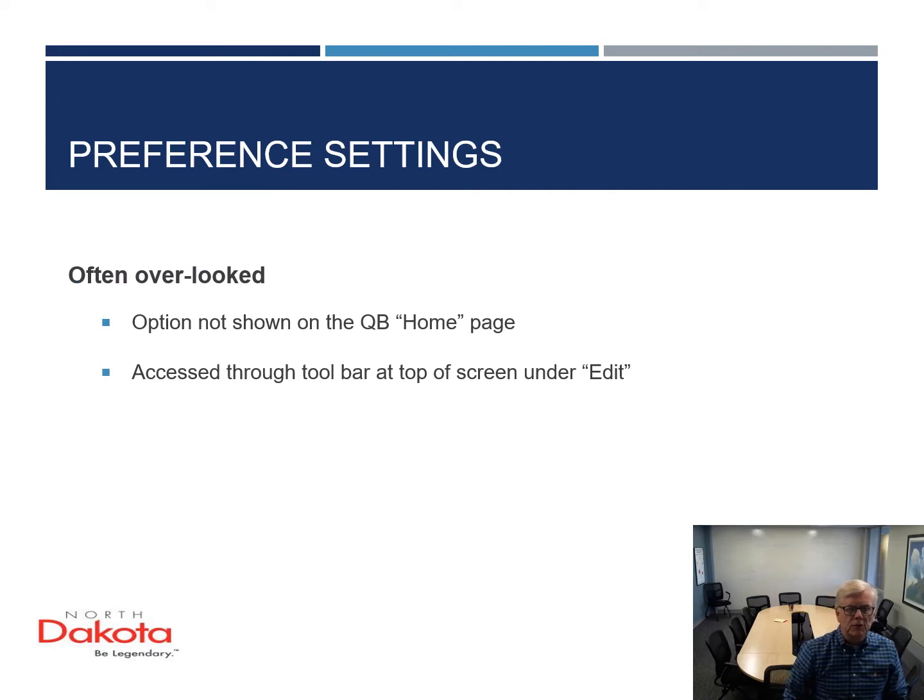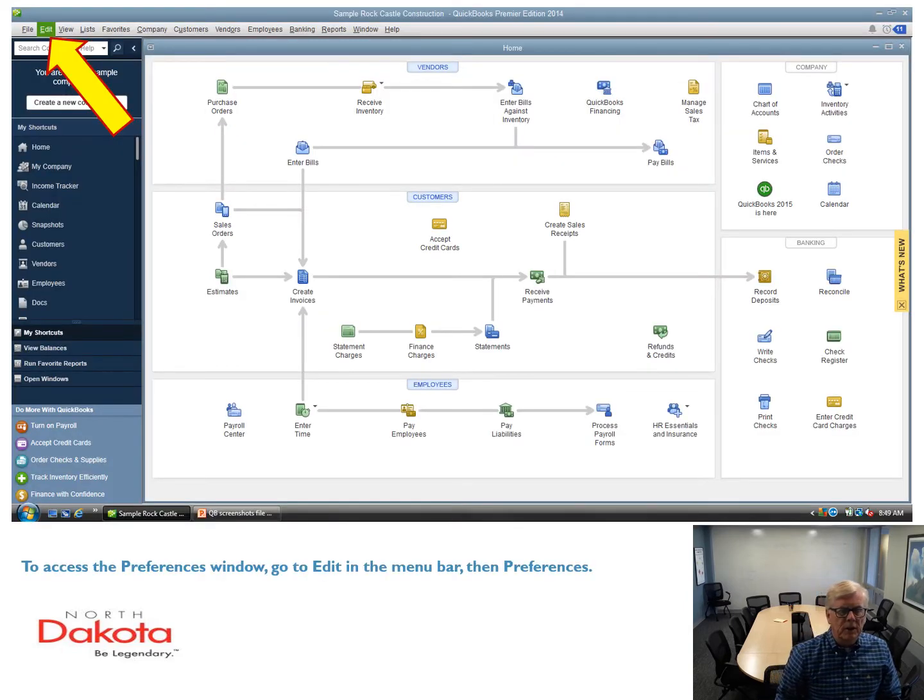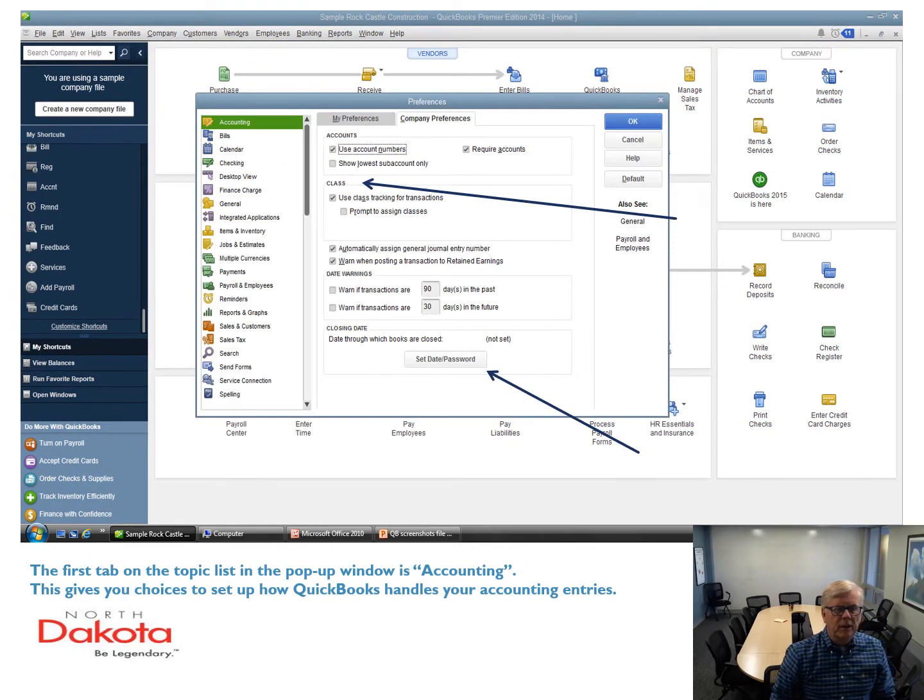And preferences, this is often overlooked. This is not shown on the QuickBooks homepage. You have to go through the toolbar under Edit to get to it. So let's go there and show you a couple that we think are useful to know. There's how you get to it under Edit. You'll see a drop down, and here's the list of preferences.